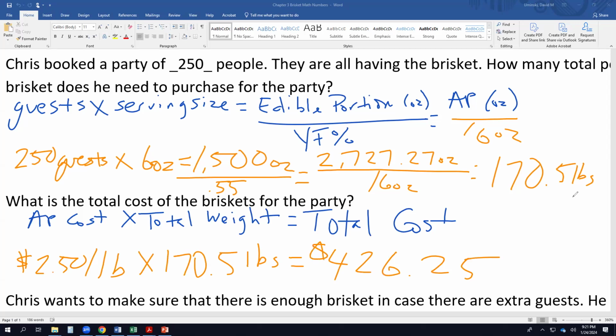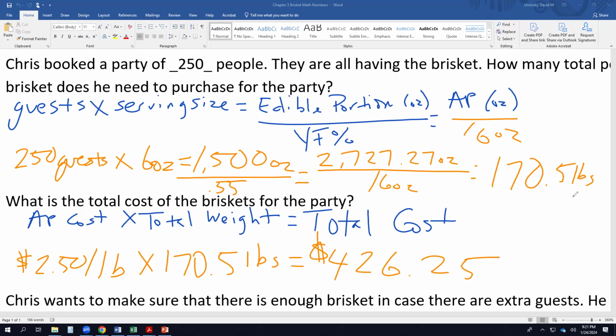$426.25. That's how much money I'm spending on brisket. You're like, what? Over $400 in brisket? That's crazy. Right? $426 in brisket.